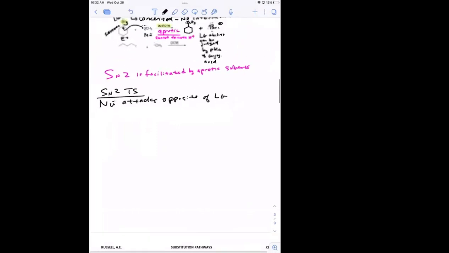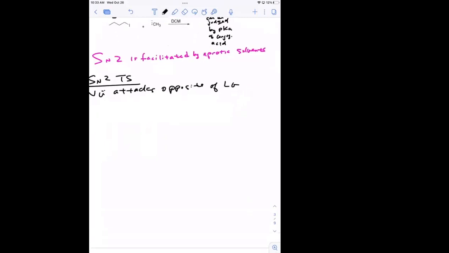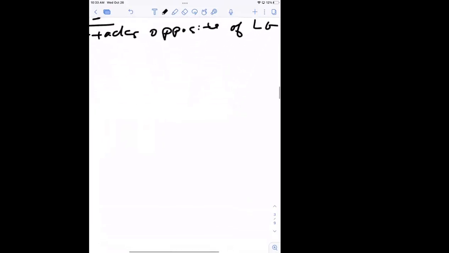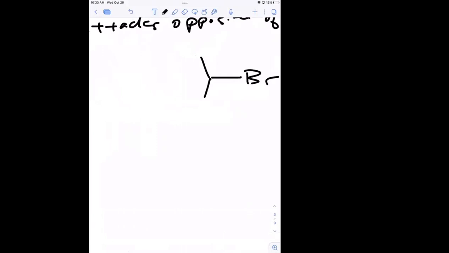That's very important because that leads to some other characteristics of the reaction. We're not really going to get into them, but it always attacks opposite of the leaving group. So if this is my substrate, I'm kind of abbreviating that ring, because we haven't talked about chairs and boats yet, so I don't want to draw that. That's my substrate. The nucleophile is coming from here.